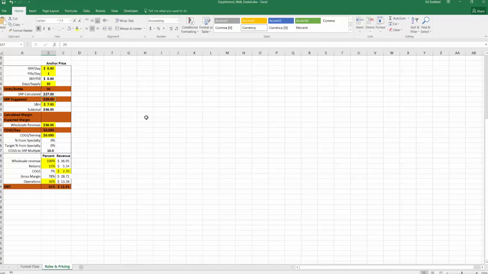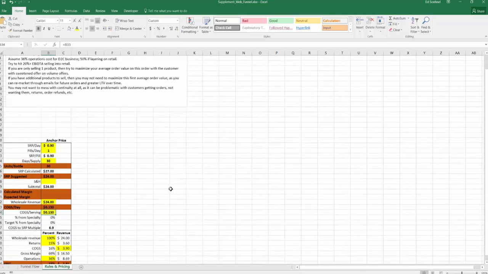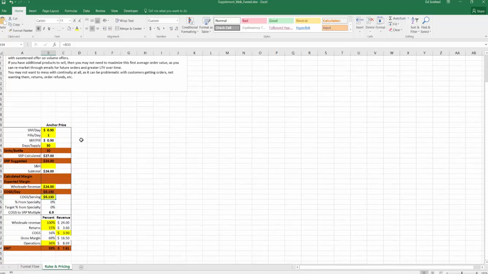If you start changing this, you go $24, you'll see that's going to drop down a little bit. If you get rid of your shipping and handling, it's going to drop down further. If your cost of goods sold is going to go up, so let's say it's 13 cents, that's how you play with it. But it's really important to take these rules into consideration, make sure that you do a nice pro forma out.